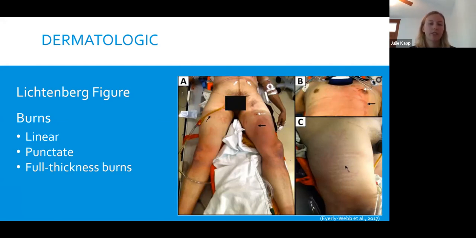Another type is the punctate burns. So these are clustered circular burns, and they're thought to come from current passing out from the underlying deep tissue. And a sign you can look for with these, it's called the tiptoe sign.